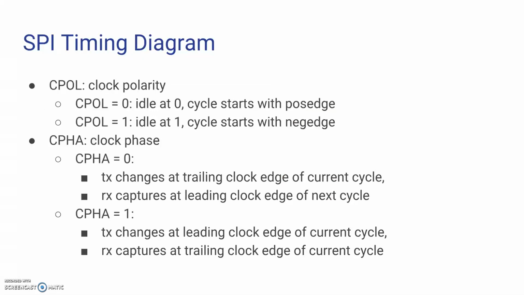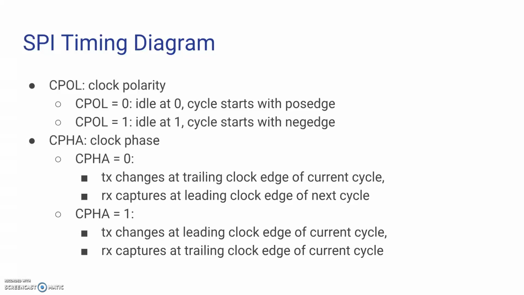So to talk about the timing diagram, first couple things I should talk about are clock polarity and clock phase. Clock polarity determines when the clock is idle. So when clock polarity is 0, it's idle at 0, and the cycle starts with a positive edge. When the clock polarity is 1, the clock idles at 1 or high, and the cycle starts with the negative edge.